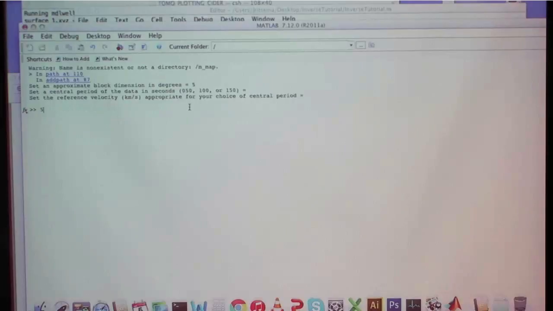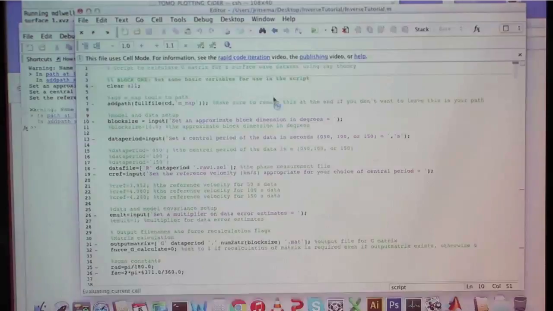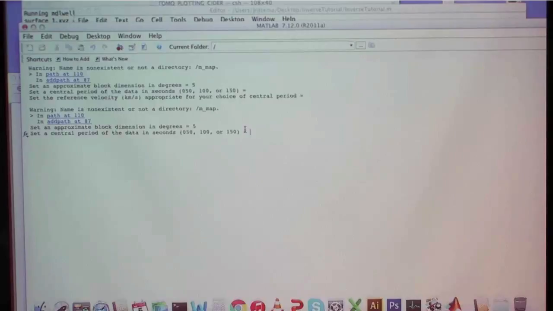Okay, I'm sorry, I screwed it up. So you do this, so I do 5. If you do 50 seconds, type in 050, otherwise it will give you a bug. It'll give you an error. I'm going to use 100. I like 100. It's a nice number.